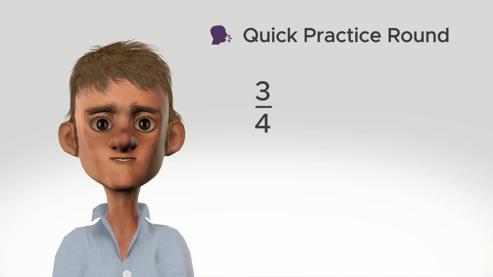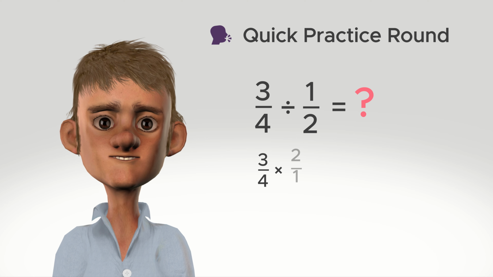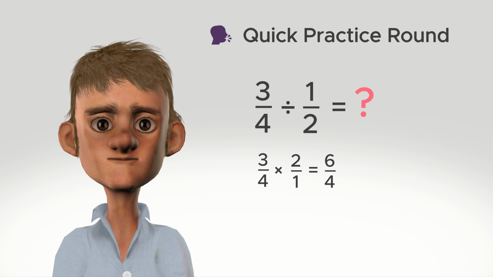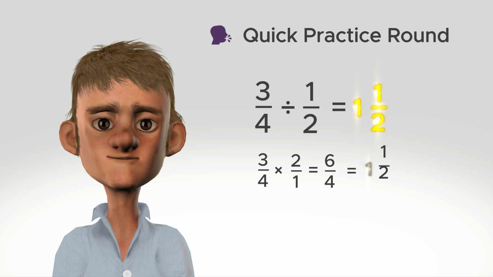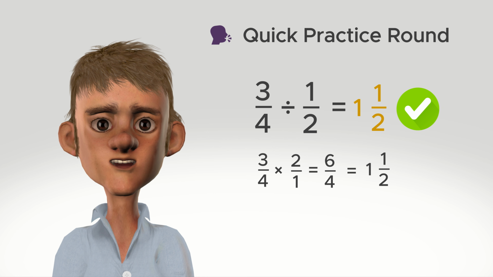What is 3/4 divided by 1/2? 3/4 times 2 equals 6/4, which is equal to 1.5. Awesome work!